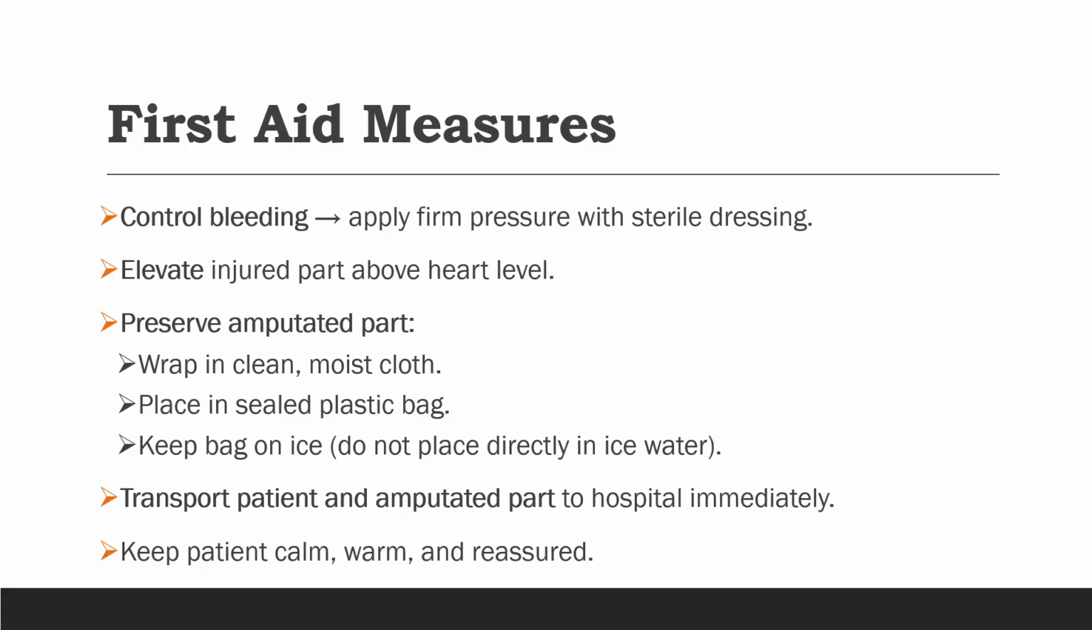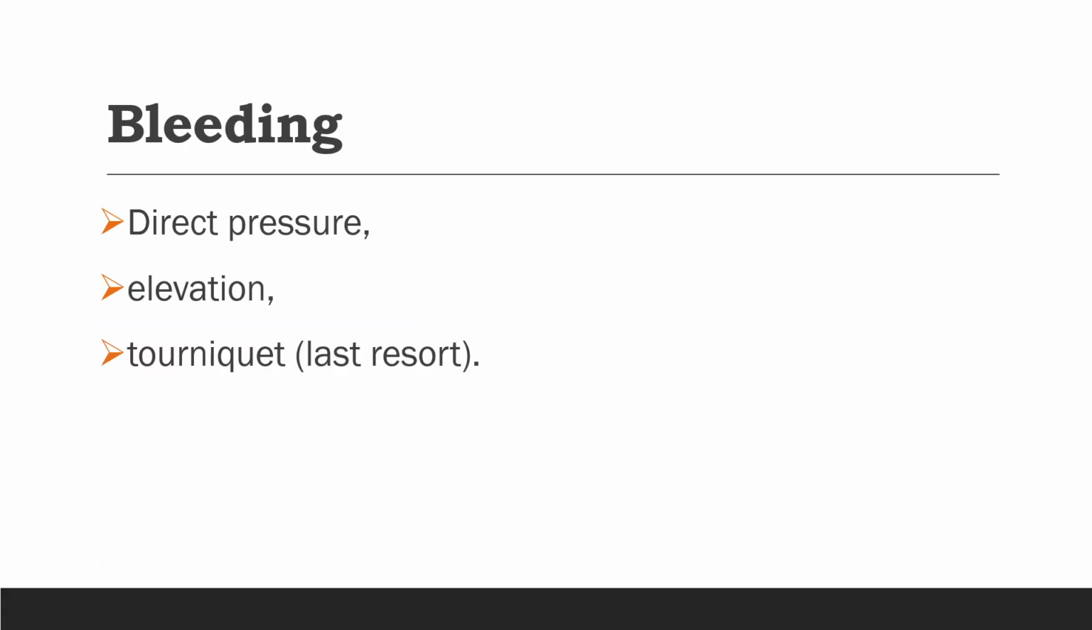Control bleeding. Apply firm pressure with sterile dressing. Elevate injured part above heart level. Preserve amputated part. Wrap in clean, moist cloth. Place in sealed plastic bag. Keep bag on ice. Do not place directly in ice water. Transport patient and amputated part to hospital immediately. Keep patient calm, warm and reassured.